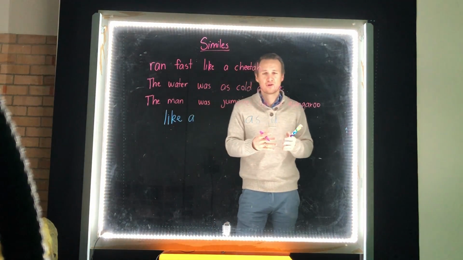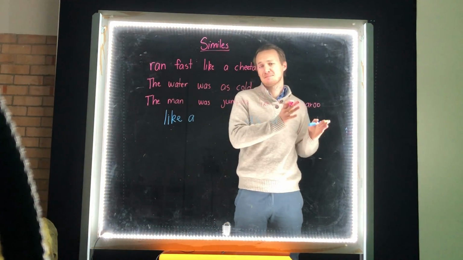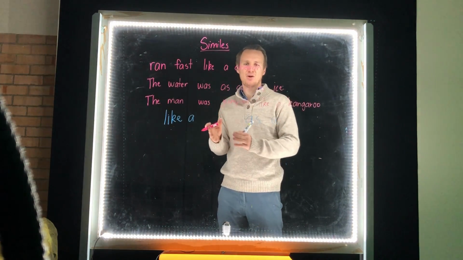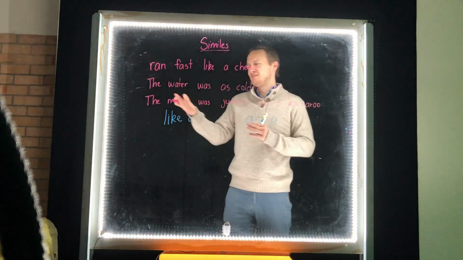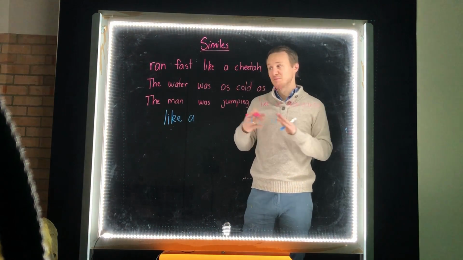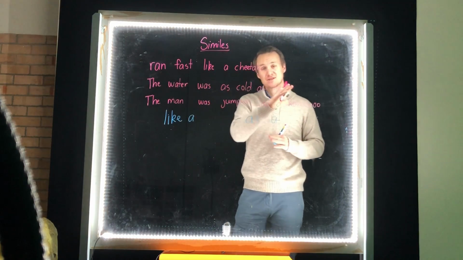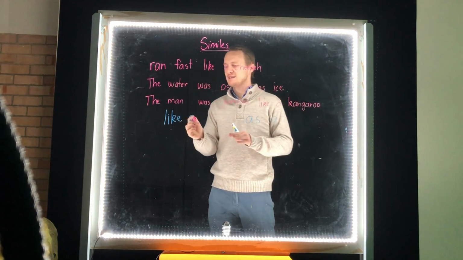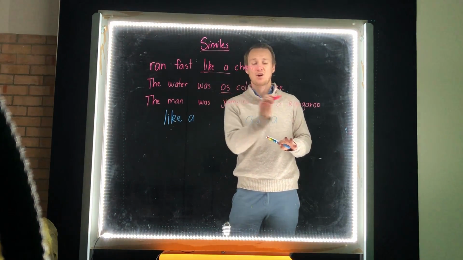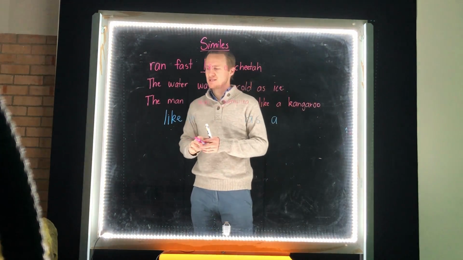and we compare it to something that everybody knows is really hot or cold, or that jumps a lot. It wouldn't make sense if you said he ran fast like a turtle. It doesn't make sense, does it? But it could be he was running as slow as a turtle. That makes sense. Okay, so the way we write our similes is we compare it by using like a or as cold as something.